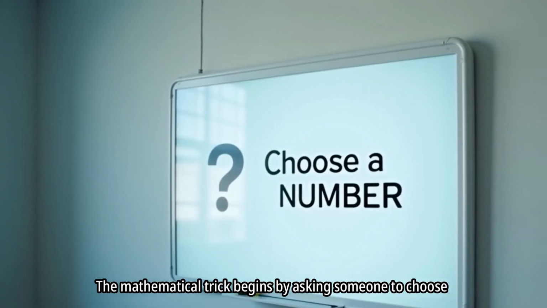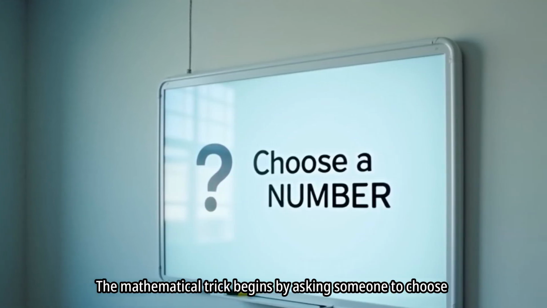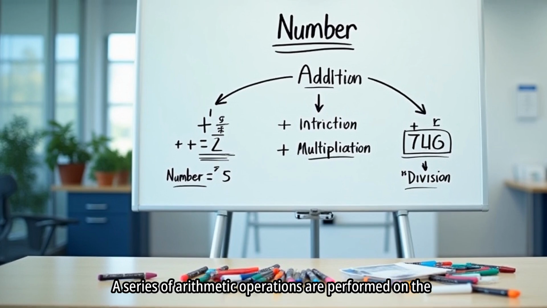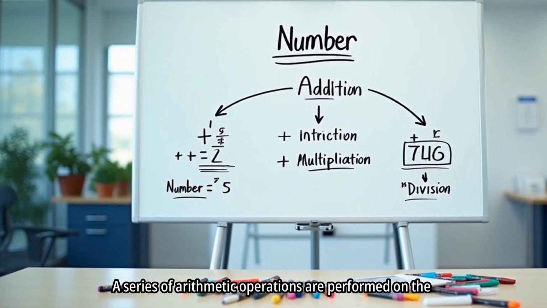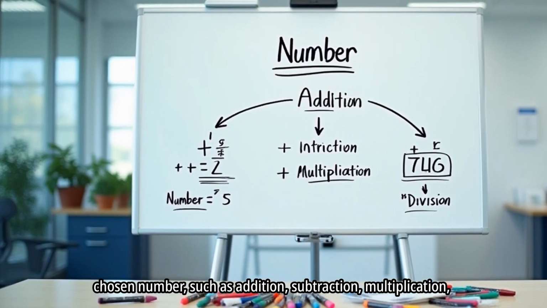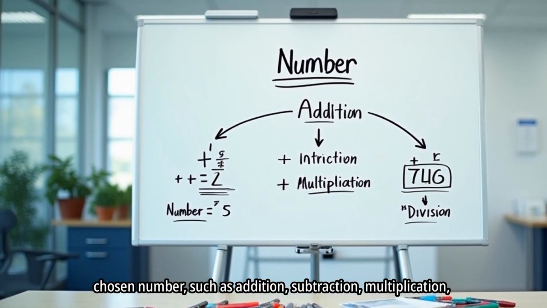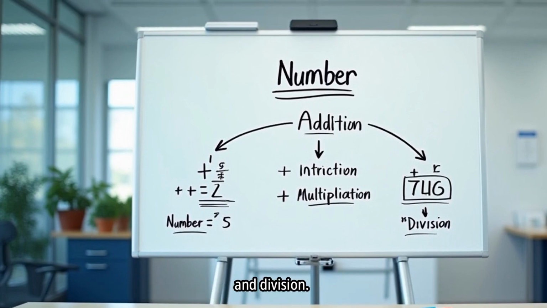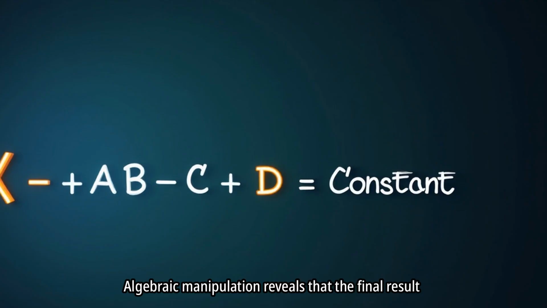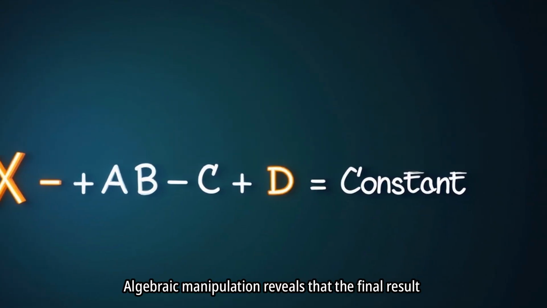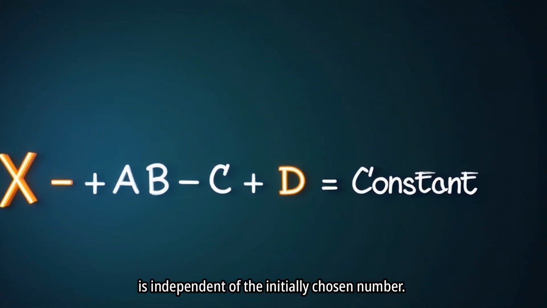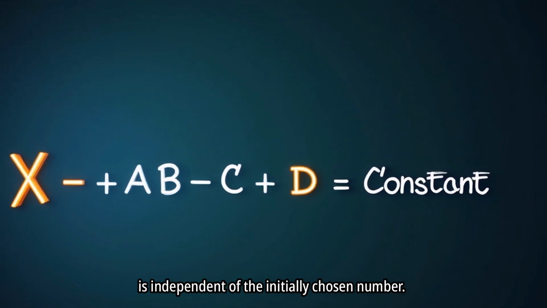The mathematical trick begins by asking someone to choose a number. A series of arithmetic operations are performed on the chosen number, such as addition, subtraction, multiplication, and division. Algebraic manipulation reveals that the final result is independent of the initially chosen number.